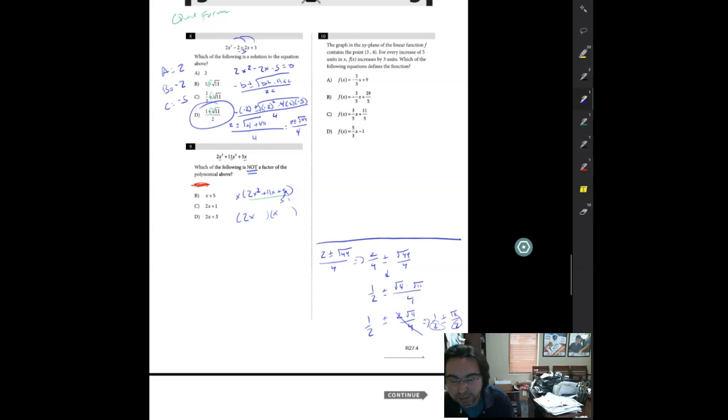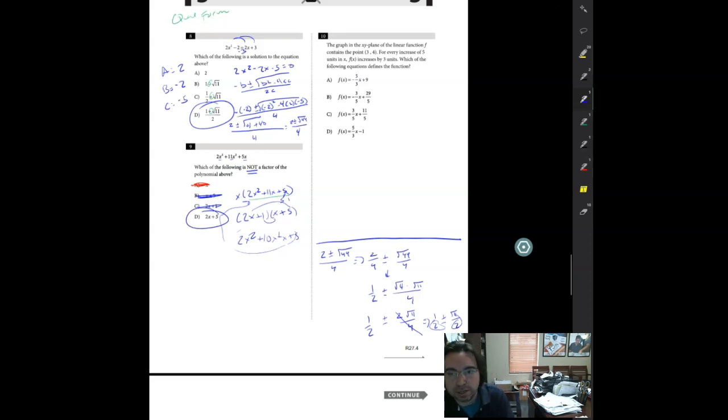So what will give us 11? Well, plus 5 here, and plus 1 here, so 2x times x is going to give me 2x squared. 2x times 5 is going to be positive 10x. That's going to be positive x, and that's going to be positive 5. So this statement up here agrees with what I have right here. So 2x plus 1 is a term, x plus 5 is a term, so that means D, 2x plus 5, is not a term of the polynomial above.